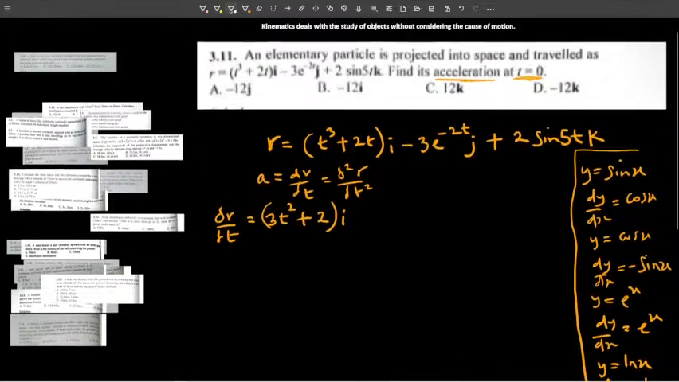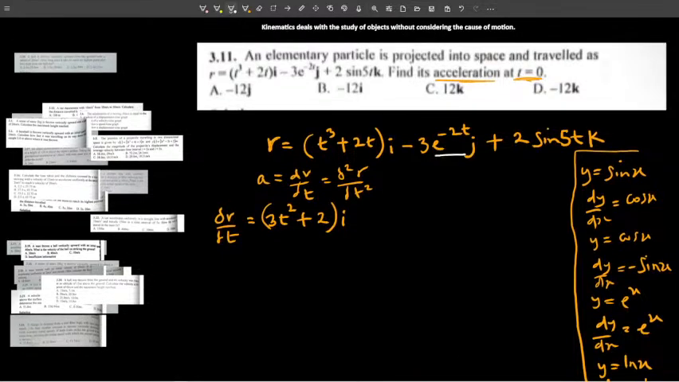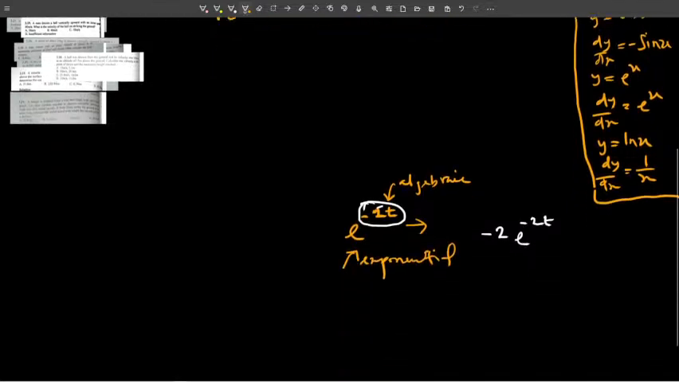So let's bring it in here. Differentiating this part will give me minus 2 e raised power minus 2t. So multiply by minus 3, that will become plus 6 e raised power minus 2t. All right, then add your j, then plus, now let's differentiate this part, sine 5t.